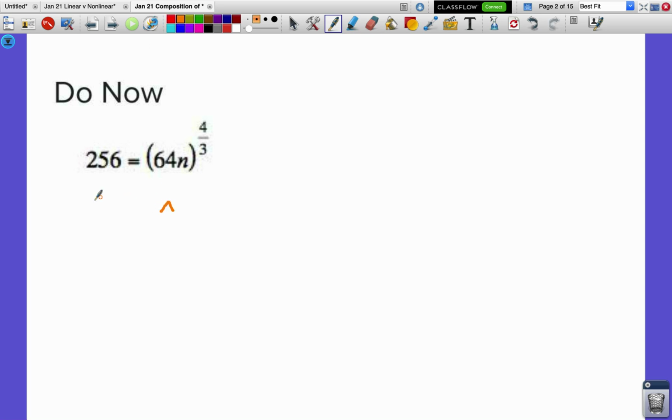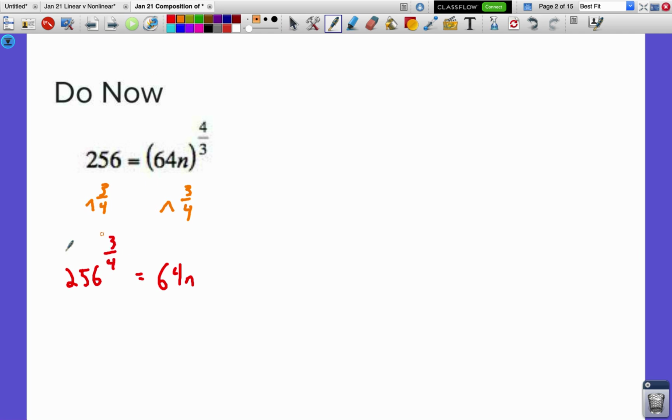We can raise both sides to the reciprocal of this 4/3, which would be 3/4. And when you raise an exponent to an exponent, you multiply those exponents. So these would actually multiply and become a 1. So all that's left on this side is just 64n equals 256 to the 3/4.